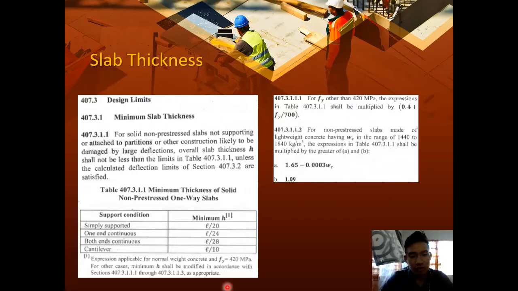Take note, guys, that this expression is applicable for normal weight concrete and fy equal to 420. And if fy is not equal to 420, we multiply the minimum thickness expression by 0.4 plus fy over 700.